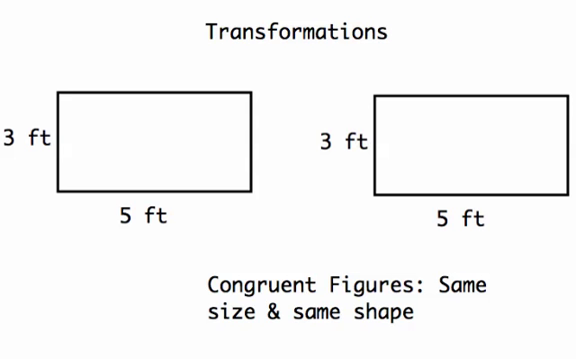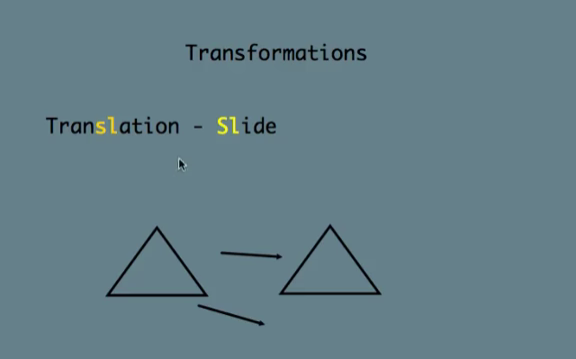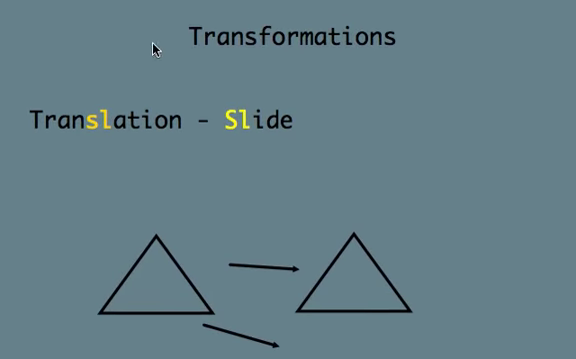They're both rectangles. So the first type of transformation is called a translation. Now, first of all, a transformation, all it means is that we're moving a figure without changing its size or shape. So you can see here this triangle was moved over here, and that's called a slide. And you can see translation has SL in it, just like slide. So we're going to remember it that way.